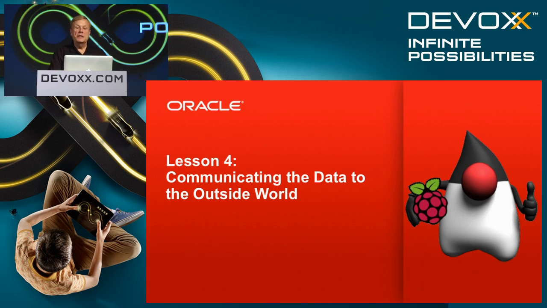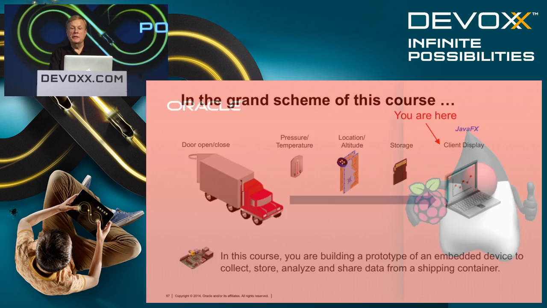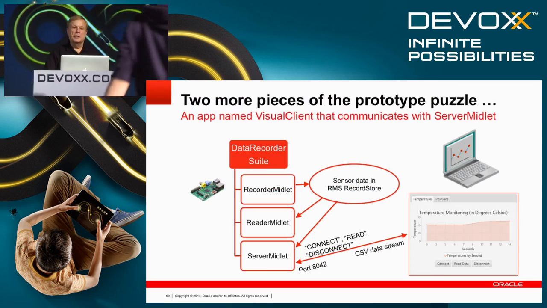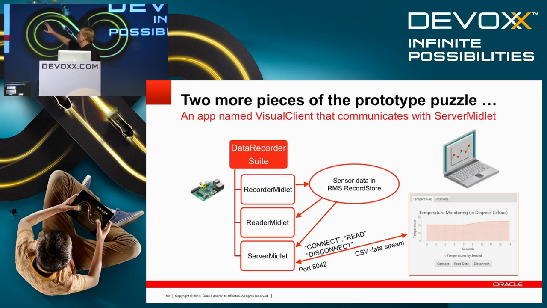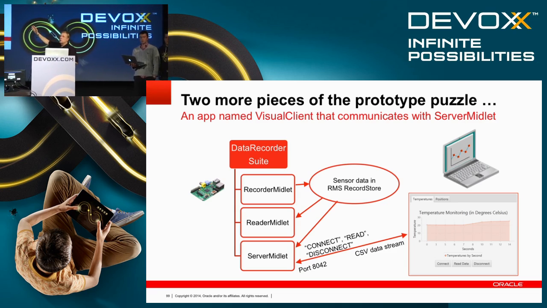So then, communicating data to the outside world, we're now all the way over to the right, where we've got this client display with this application that we've written in JavaFX, and we've used Scene Builder to do that. And these college students will be showing you an application that they wrote as well, using Java, the JavaFX API and Scene Builder. And as they come up here, I'll go ahead and show you these last couple of bits. So we've got these two pieces of this prototype puzzle that we're dealing with. Over on the left, we've got the data recorder suite, this MIDlet suite. We've got the recorder that's getting all the data.